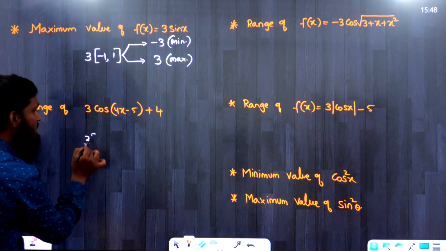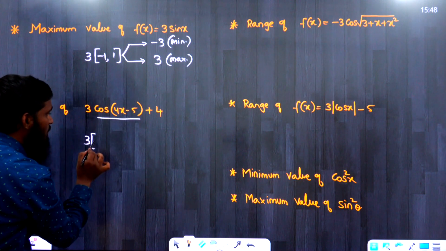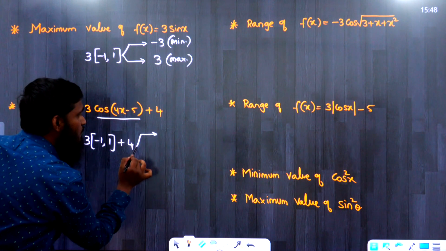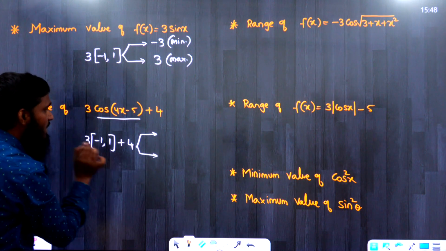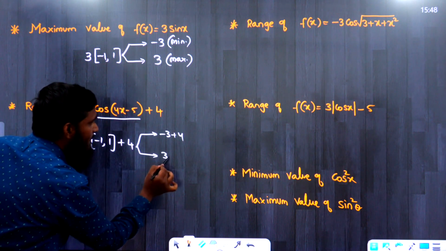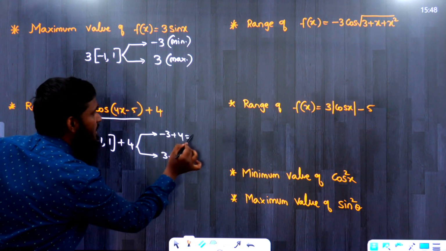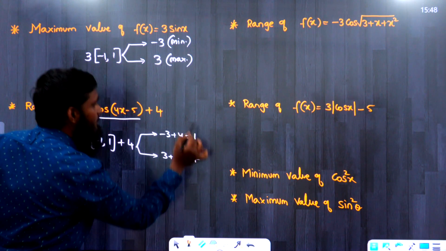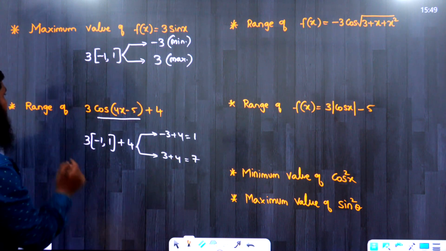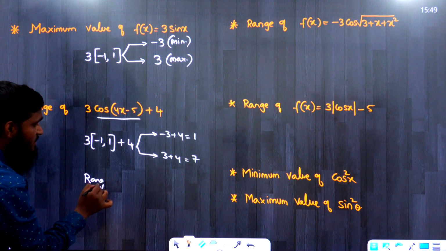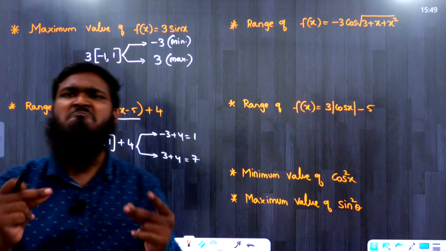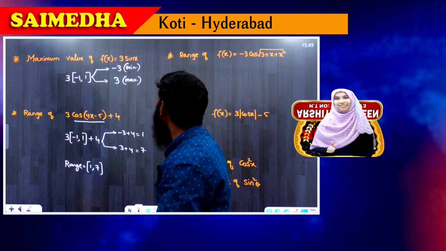3 we have written as it is. Now in the place of cos 4x minus 5, we take minus 1 comma plus 1, plus 4 as it is. Again we have two cases. First case, 3 into minus 1 means minus 3 plus 4, and 3 into plus 1, 3 plus 4, which is equal to 4 minus 3, 1, and 4 plus 3 is equal to 7. So 1 comma 7. Minimum value is 1, maximum value is 7. So we have to find the range now. Range means we write 1 comma 7, minimum value, maximum value. Very easy.